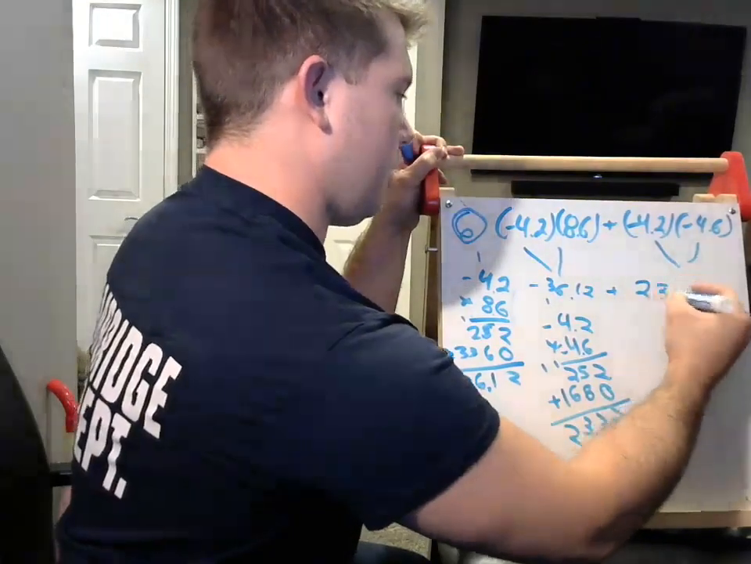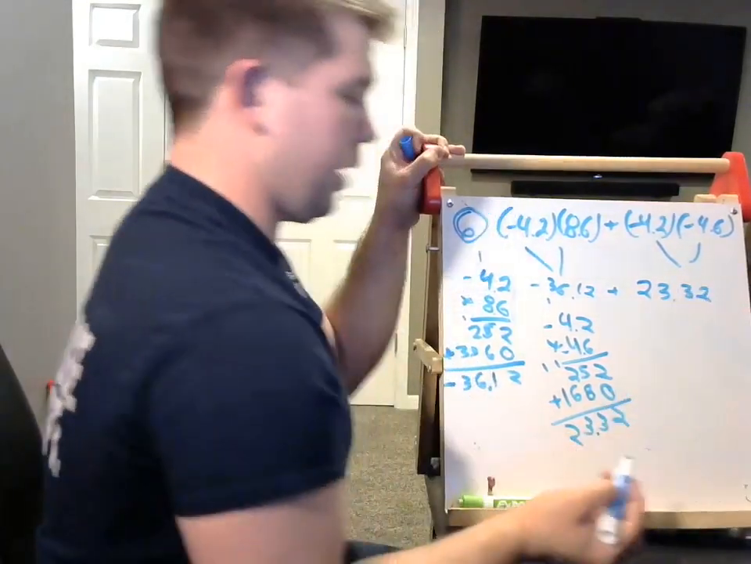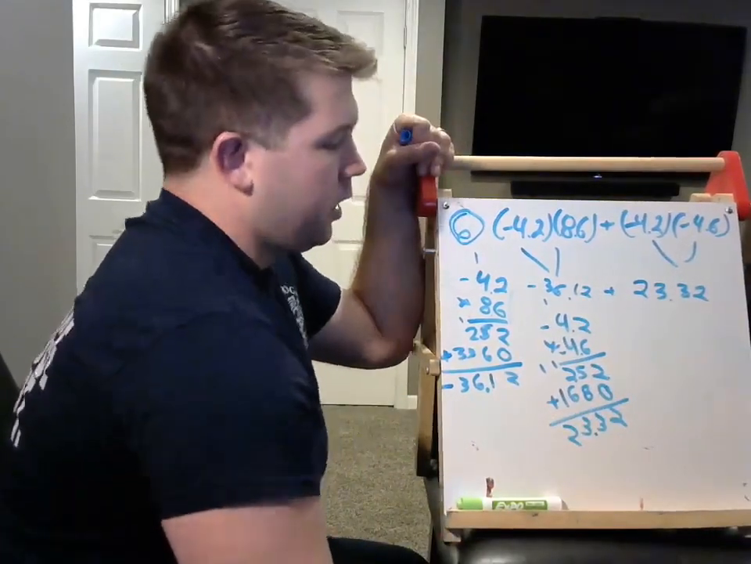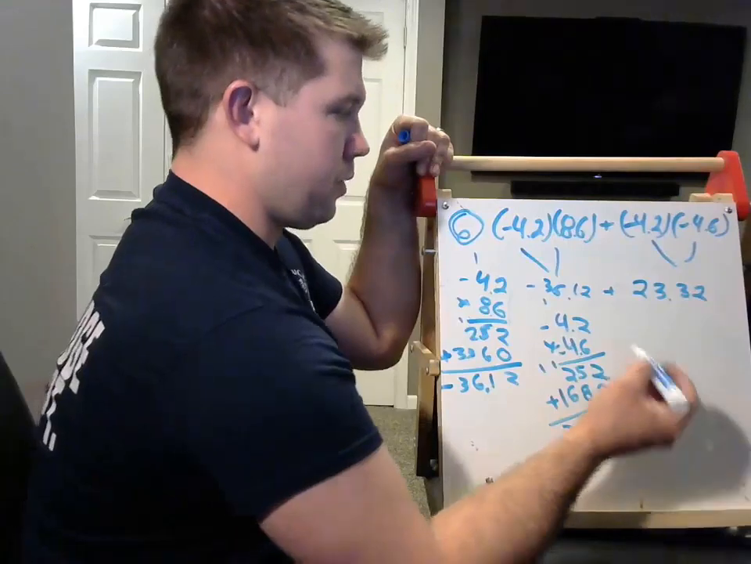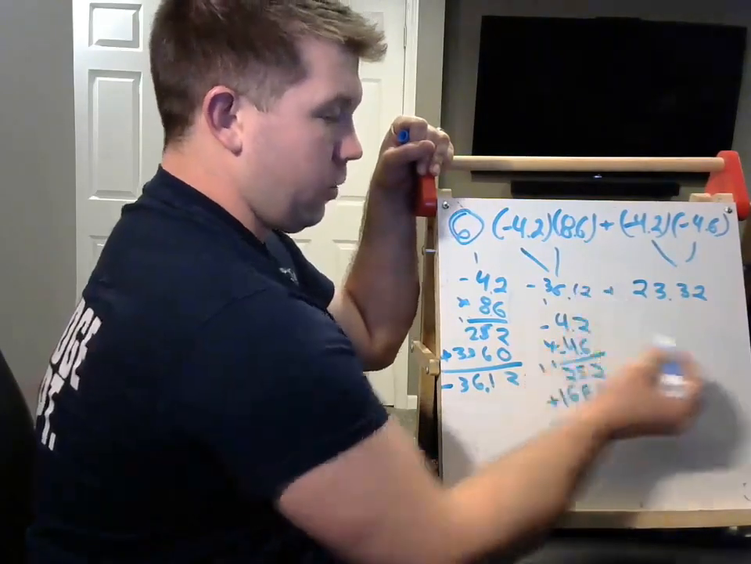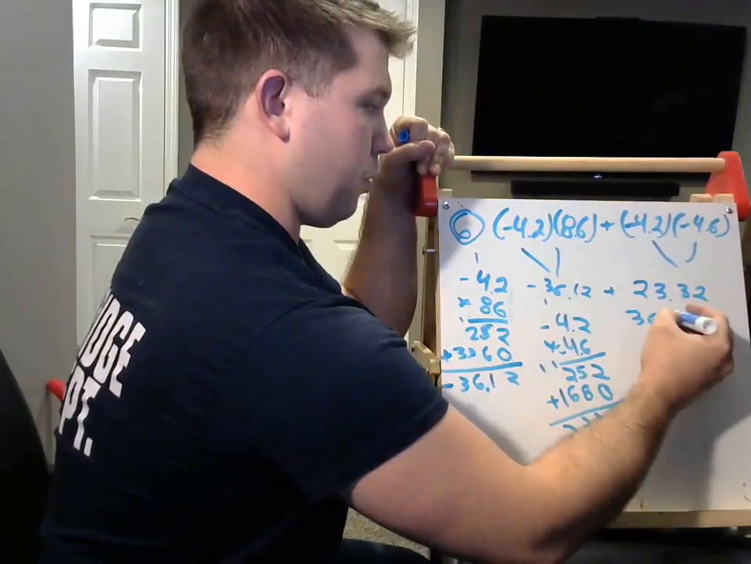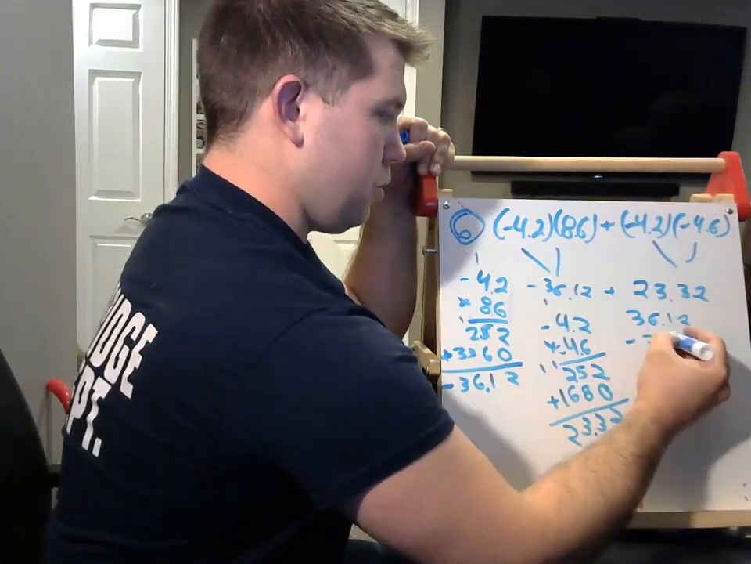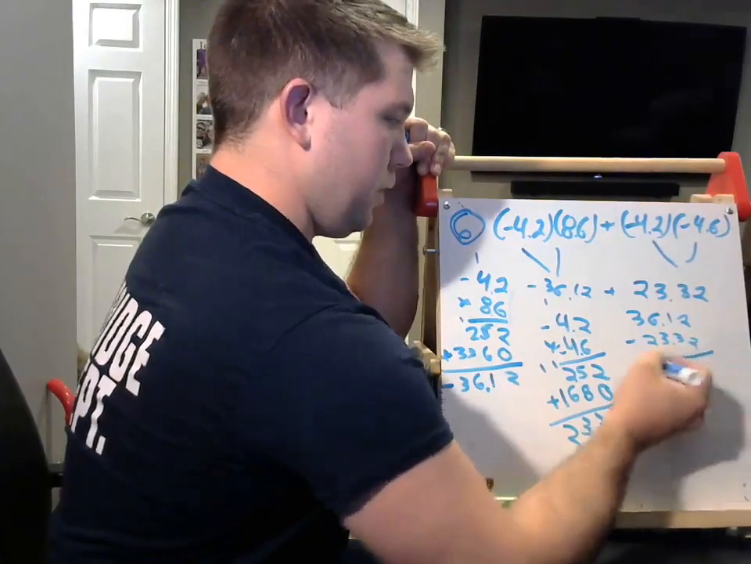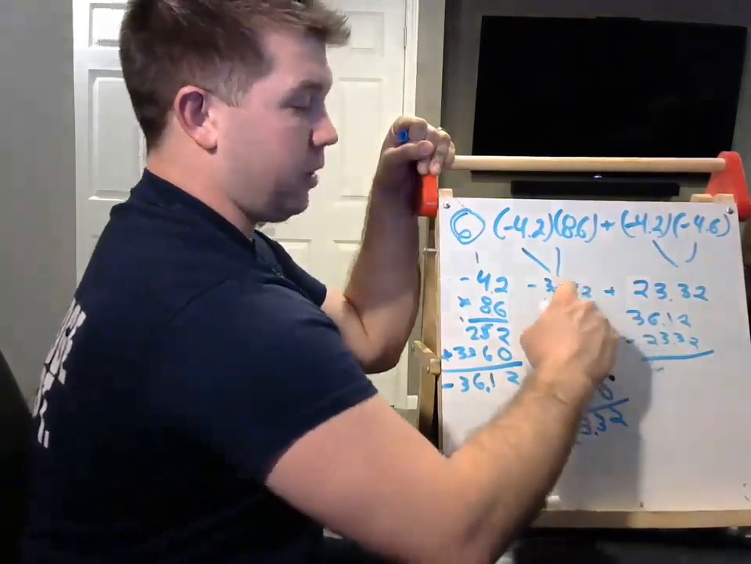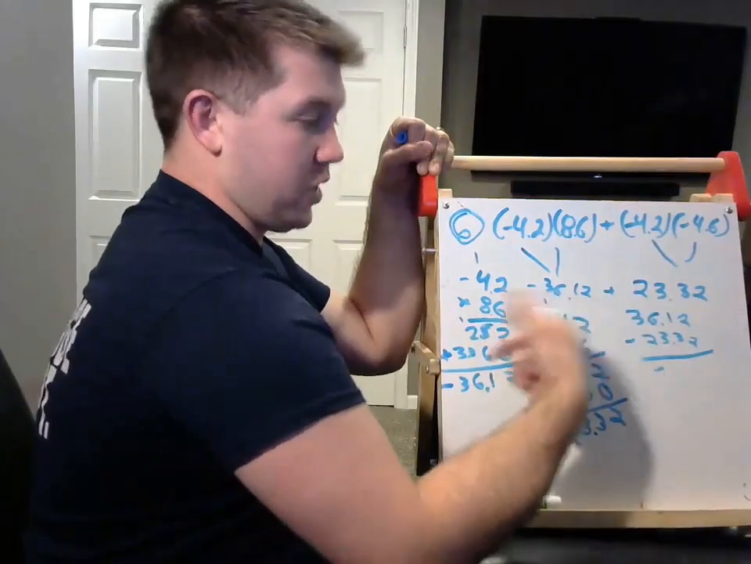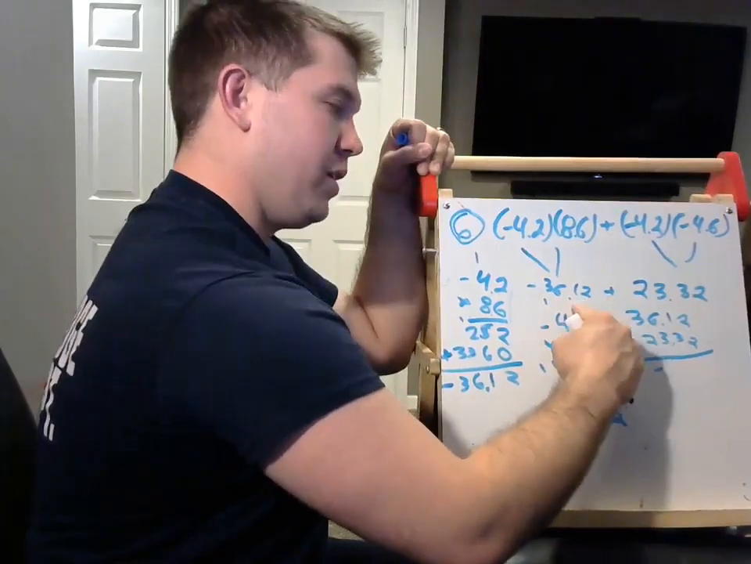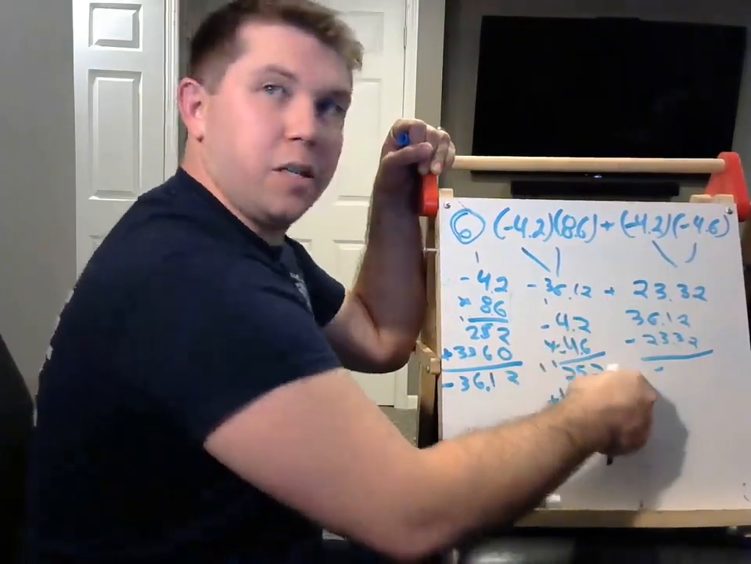Okay, so I have 23.32. Now we have to add these together, but I have a negative. We know that you can do 36.12 minus 23.32, but our answer would be negative. Remember, if the bigger number is negative and you're combining these terms, this is the same as saying 23.32 minus 36.12. You can flip them as long as you make your answer negative.